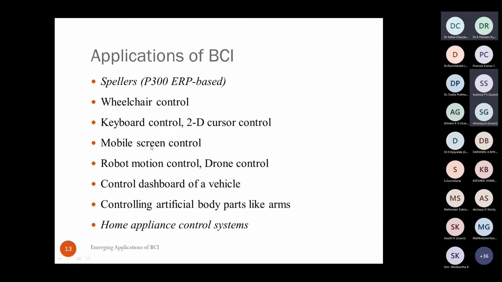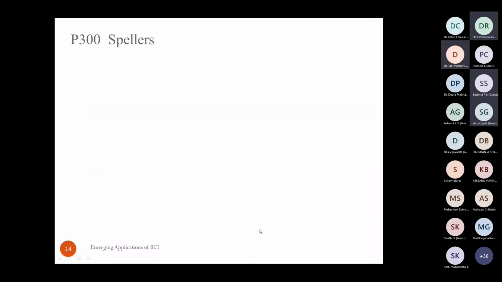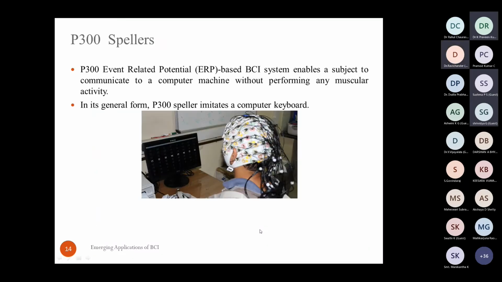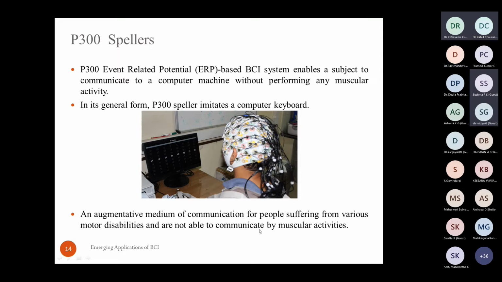I have worked on two areas. One is spellers, called P300 ERP based speller. My PhD was on this topic. And I have supervised one PhD on a home appliance control system. What is a P300 speller? A P300 event related potential, because it is generated in response to an event, is a BCI system that enables a subject to communicate with a computer or machine without performing muscular activity. So you can type, you can write in any language, be it Hindi, English, Chinese, Tamil, Telugu, Kannada, in any language, by the characters of the spelling.